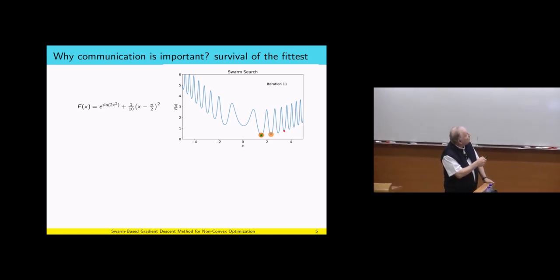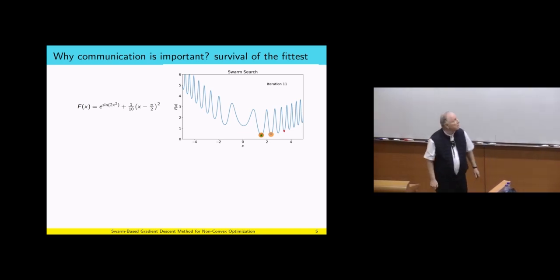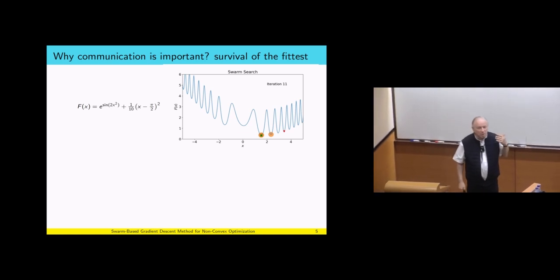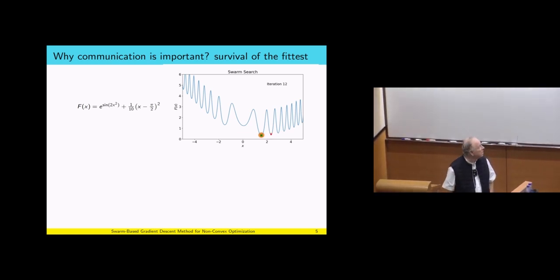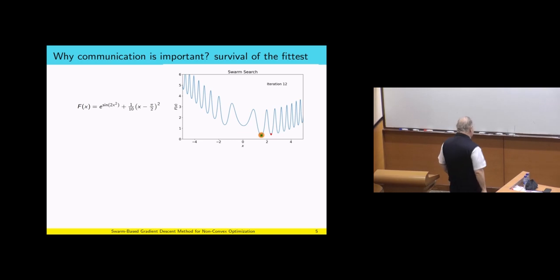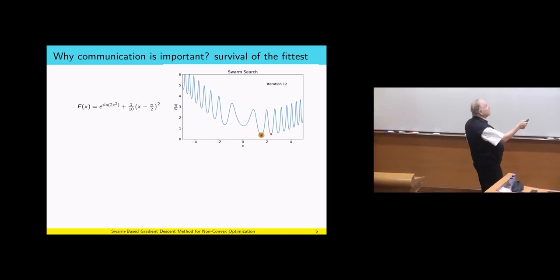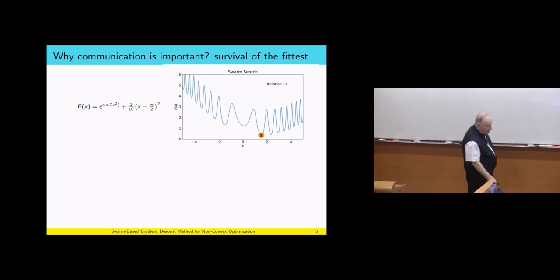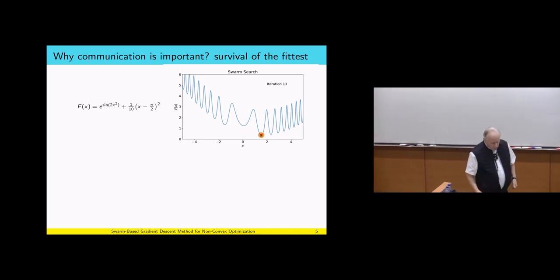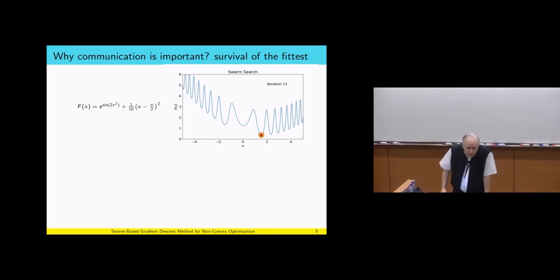And now there's an issue. How are we going to get rid of that? We are never going to get rid of that, because we are not pushing it. This is the deterministic method. It's not stochastic. The next step, now the survival of the fittest wins. All the mass from here went to that, and we are done. So this is the story about this swarm-based gradient descent method.